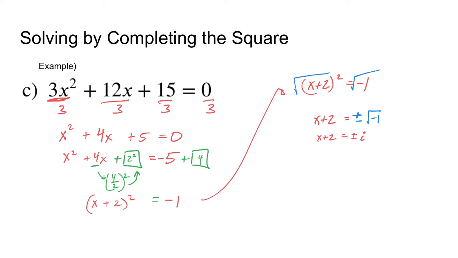And then my final step, I'll subtract 2 from both sides. So I get negative 2 plus or minus i. So just a reminder, that means negative 2 plus i is a solution, and negative 2 minus i is a solution to this problem. Sometimes it's not a bad idea to write it out twice so you can see that there are 2 answers.